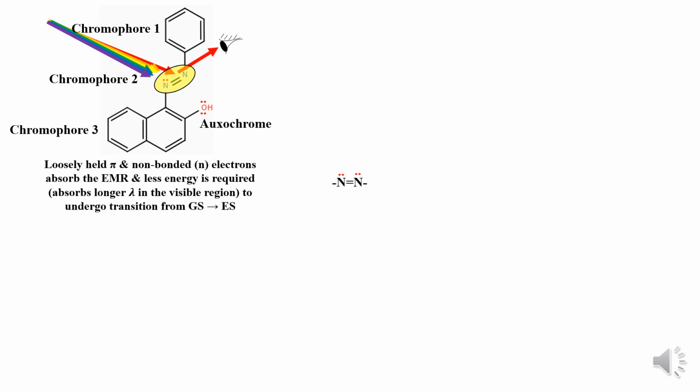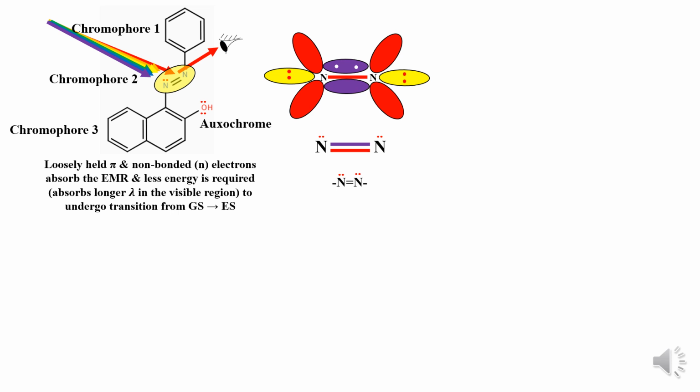Now in the azo group, you find 2 nitrogen atoms held together by a double bond, and you also find a lone pair of electrons on both the nitrogen atoms. The sigma bond is depicted as a red line, while the pi bond is depicted as a purple line, with both the nitrogen atoms having lone pairs of electrons. Now here's the orbital diagram of the azo group at the ground state. The pi molecular orbital, or the pi bonding orbital, is depicted in purple color with pi electrons, and the anti-bonding orbital is depicted in red color, represented by pi star, while the non-bonding electrons, highlighted in yellow color, belong to the nitrogen atom.